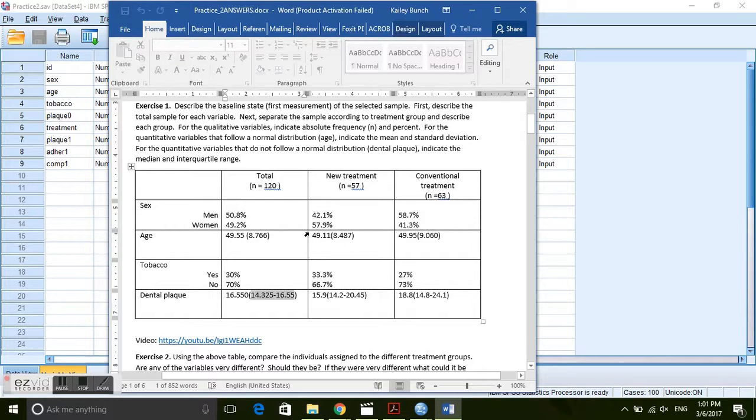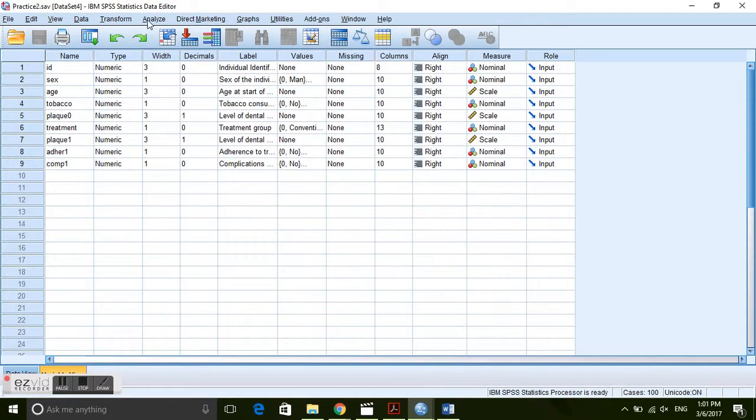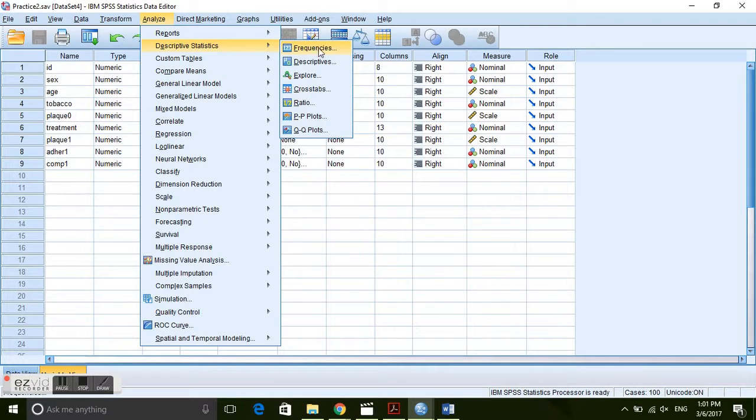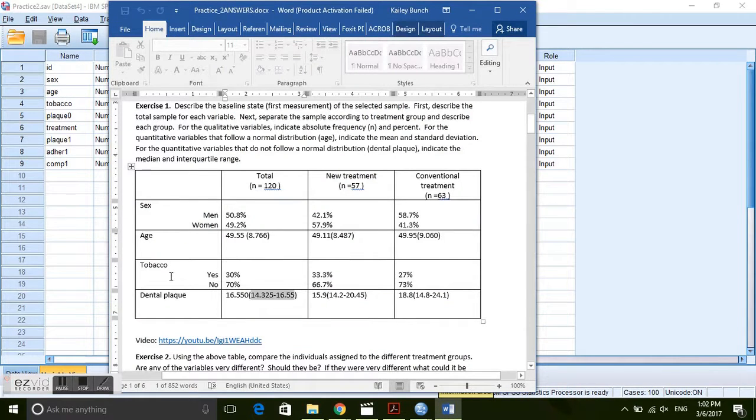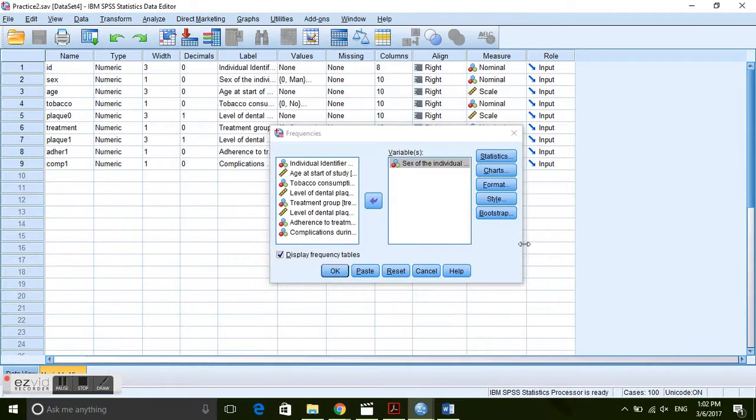Okay, so I'm just going to do this quickly and not show you how to do every single one, just a few. So we need to provide the total number for all, and then we need to separate by treatment group. So we're going to do the total for each variable first, and then we're going to separate. So to find the proportion for a categorical variable like sex, we're going to choose sex. And it's already going to display the frequency table. We can actually do all the categorical variables together. So we're going to do tobacco with that.